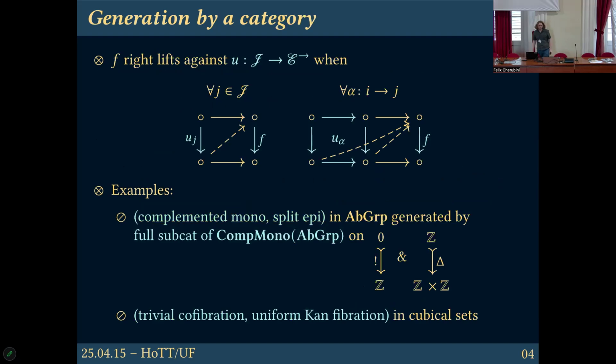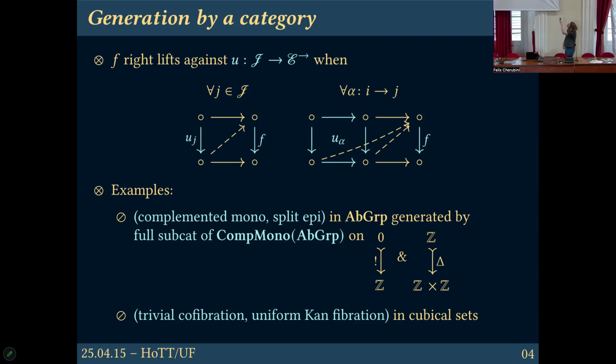Okay. But there's actually a more general concept than being generated by a set, which is being generated by a category. So this covers more examples of weak factorization systems than the set-generated ones. And what does it mean to lift against a category? Really, by a category, I mean a diagram.